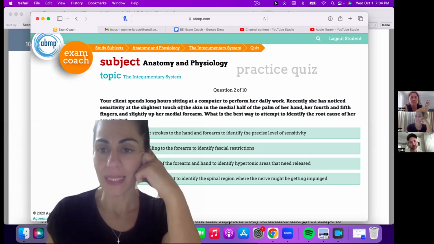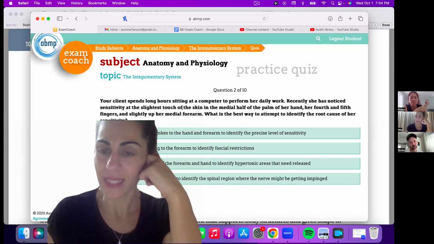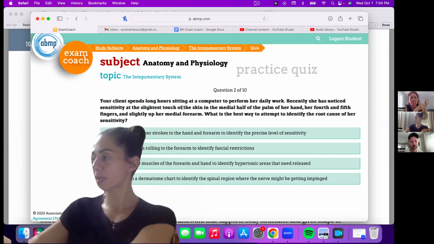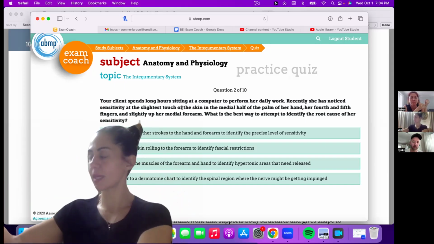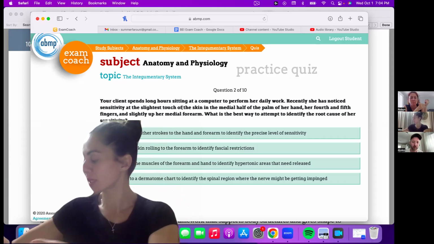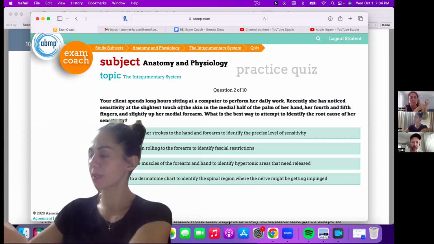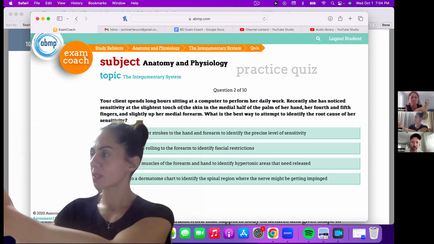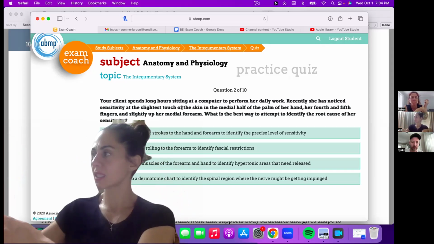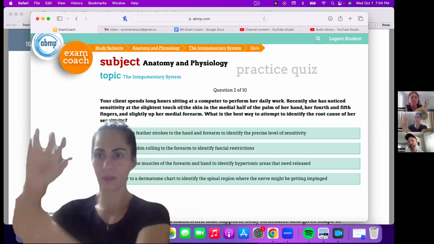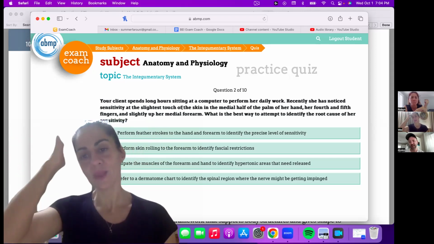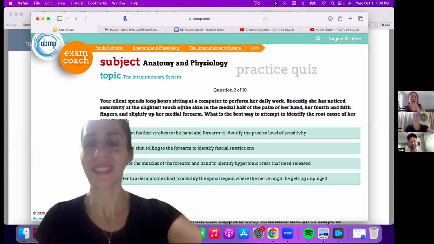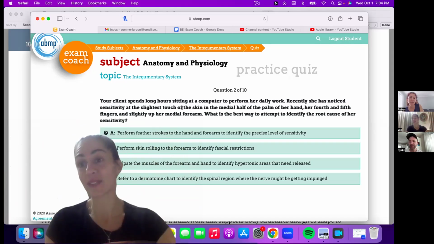What is the best way to identify the root cause of the sensitivity? So it could be a nerve, right? It could be a nerve that's coming down, and dermatomes are nerves that innervate an area of the skin. There's a nerve that connects to the thumb. You're gonna see that's a nerve that goes to the middle finger, index finger, and there's nerves that run on the ulnar side. See? So I will have this question, just answer whatever. Well, I'm gonna say D, because we didn't learn everything about anatomy.